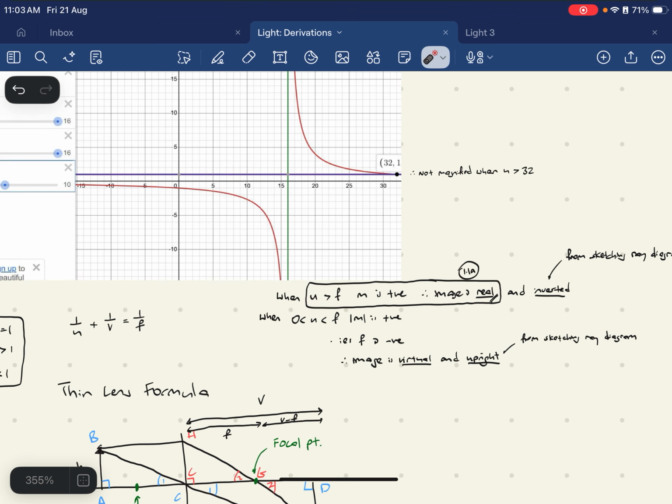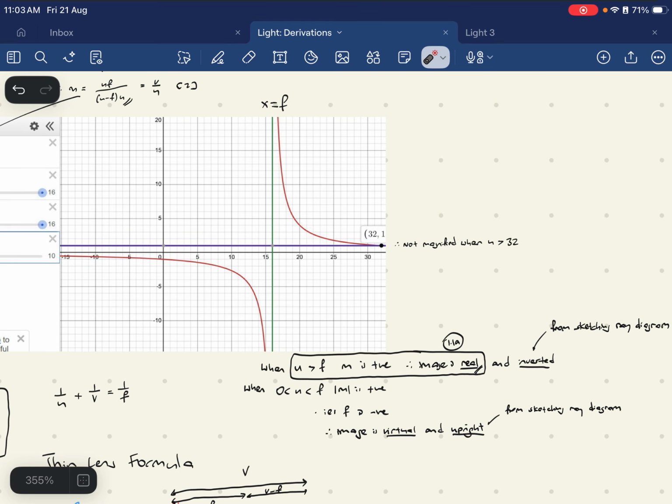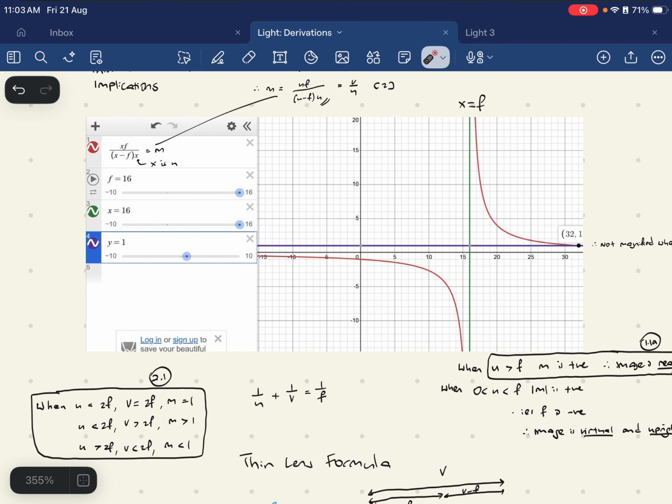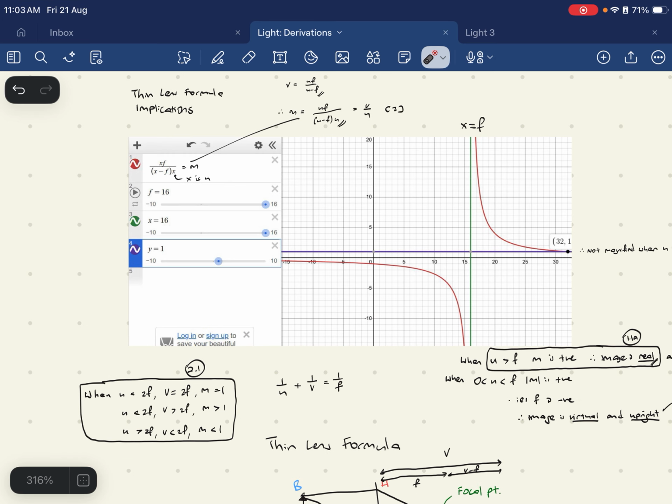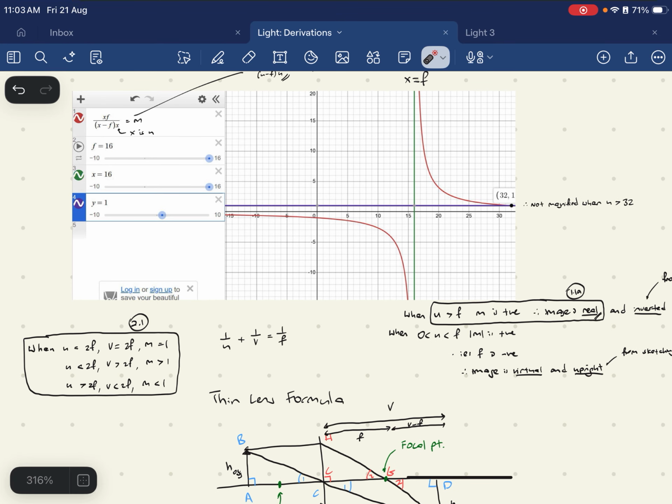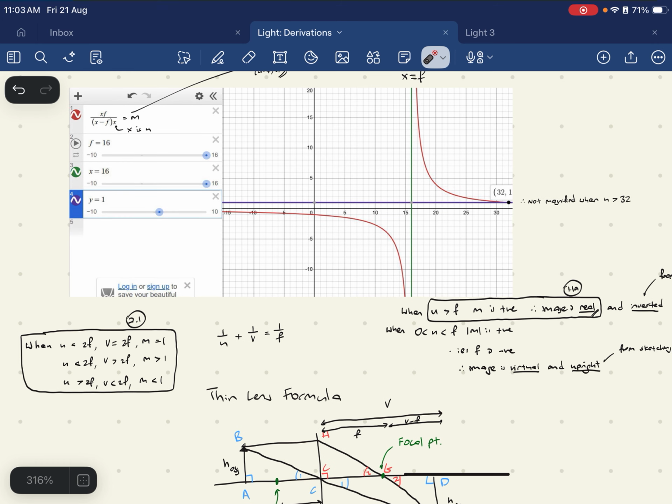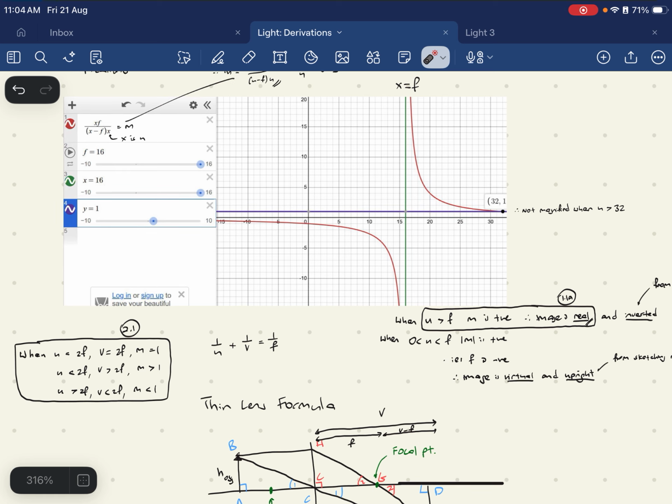And then you see that as long as u is more than f, it will be real, magnified, and inverted. And if u is less than f, it will be magnified, virtual, and upright. So these are the results that you can remember. Commit this to memory, and for the rest, derive it as required just by inspecting the thin lens formula. So this tells you all of the cases that you otherwise would have to memorize, and then all you have to do now is just remember the applications.